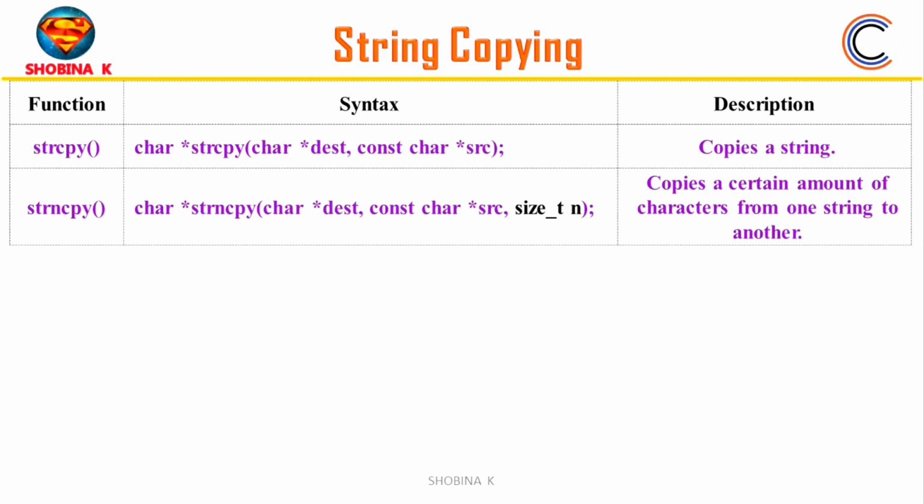Char asterisk dest. This parameter is a pointer to a character array, and it represents the destination string where the content will be copied. The function modifies this string. Const char asterisk src. This parameter is also a pointer to a character array. It represents the source string from which the characters will be copied to destination. The const qualifier indicates that the content of this string will not be modified by the function. Size_t n. This parameter specifies the maximum number of characters to be copied from source to destination. So the strncpy function copies at most n characters from source to destination, and if the length of the source is less than n, the remaining characters in the destination are filled with null bytes.